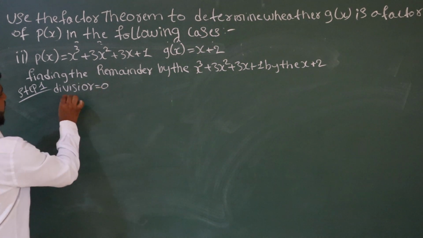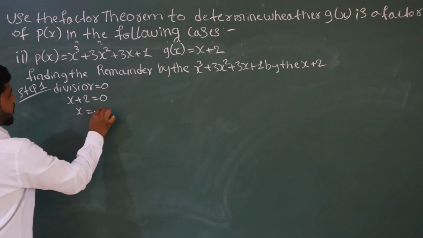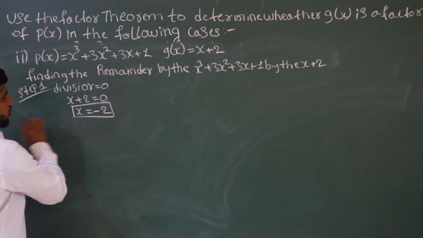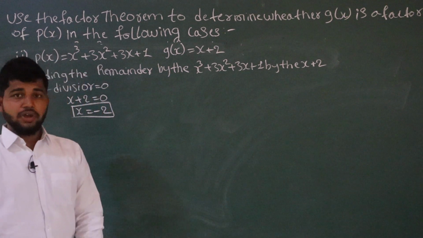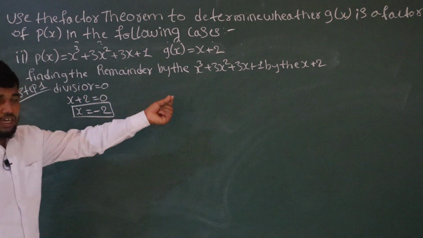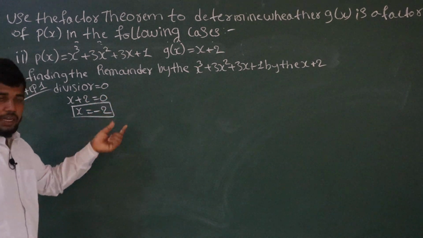What is the divisor here? X plus 2 is the divisor. X plus 2 is equal to 0, so x is equal to minus 2.